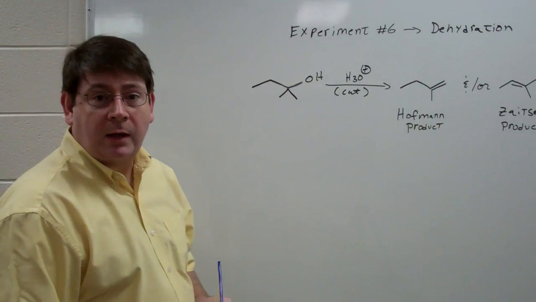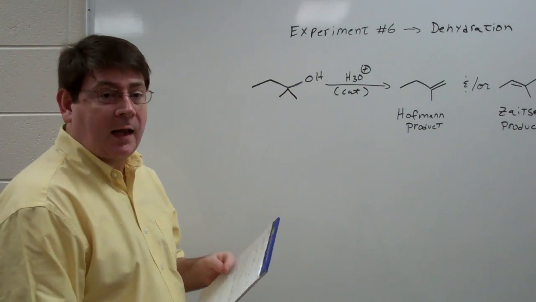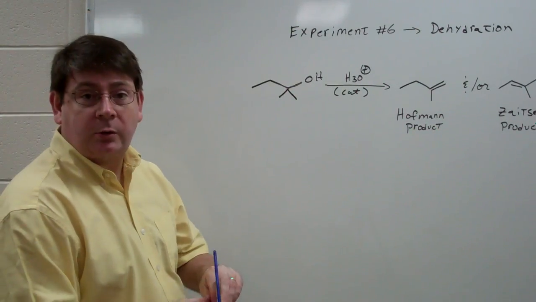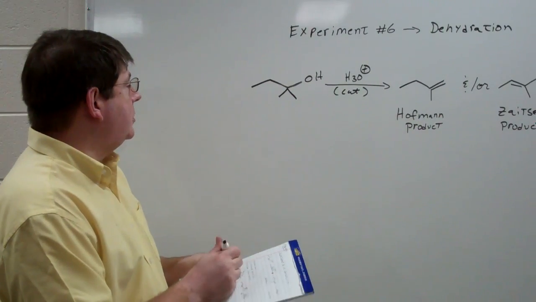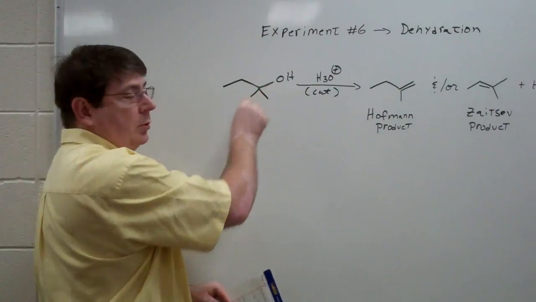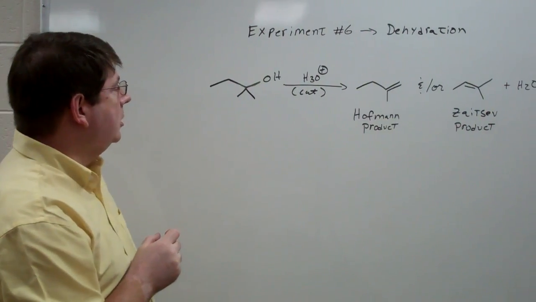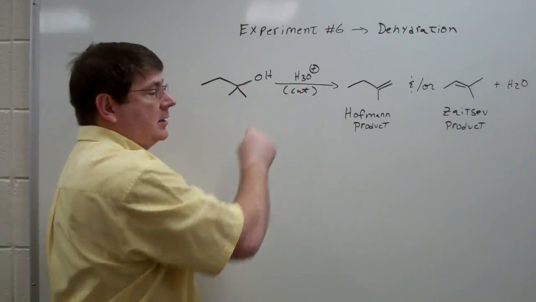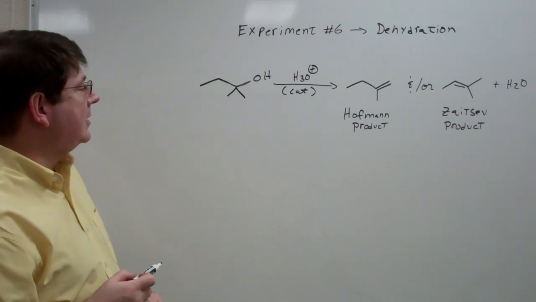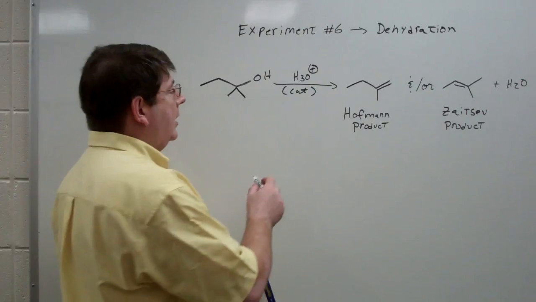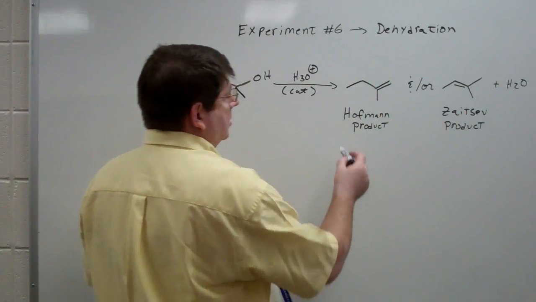So today we're going to talk about experiment 6, which is the acid-catalyzed dehydration of an alcohol into its corresponding alkene products. You're going to start off using 2-methyl-2-butanol, and you're going to use a little bit of acid catalyst, in this case sulfuric acid and water. So that's why I've got it written as H3O+, but it is catalytic in acid. And you're going to get possibly 2 products.